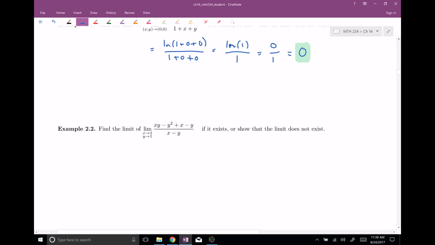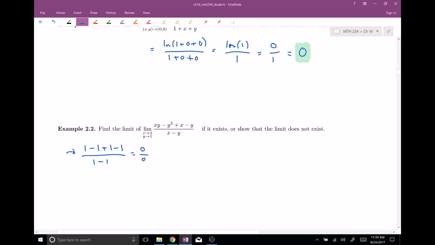So let's find the limit as x goes to 1 and y goes to 1 for this function, if it exists, or show that it doesn't exist. In this case, if we try the same thing of just plugging in 1 everywhere you see an x and 1 everywhere you see a y, you would get 1 times 1 is 1, minus 1 squared plus 1 minus 1, divided by 1 minus 1. So you would get 0 divided by 0.